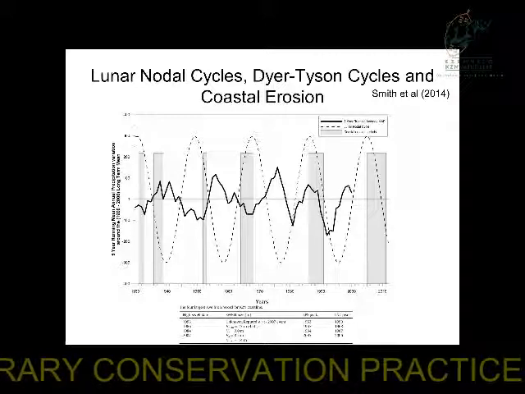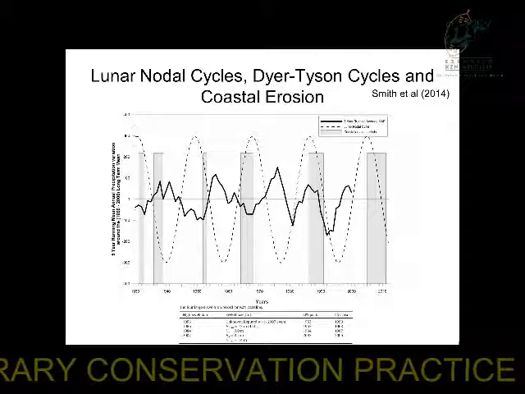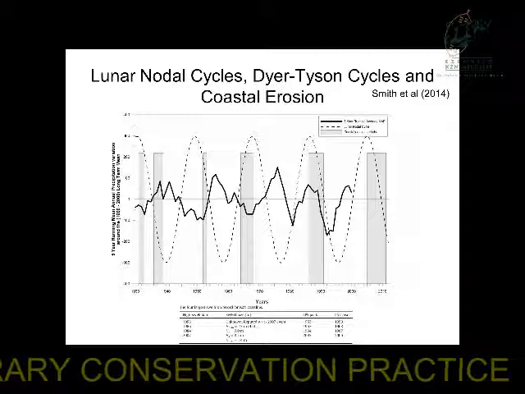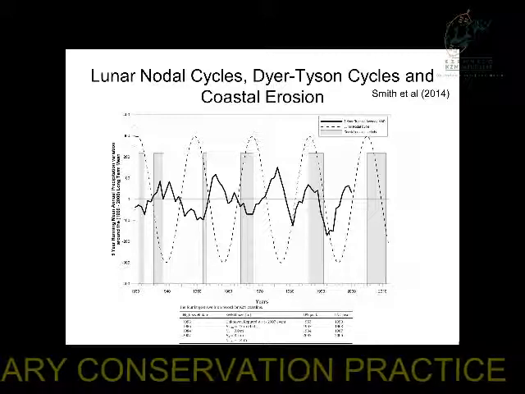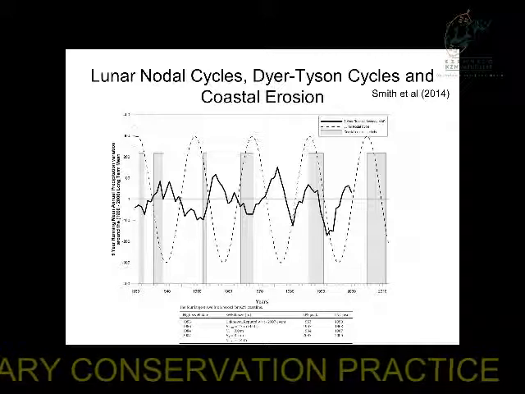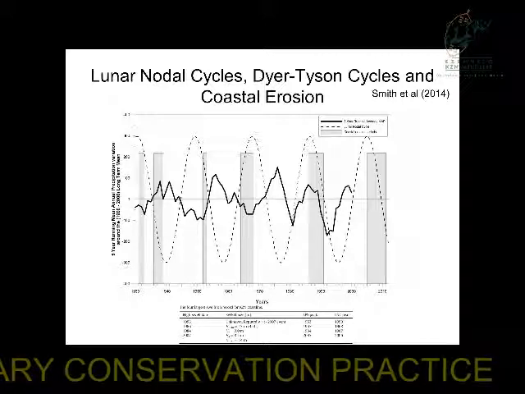In between here, the grey areas, the shaded areas, are those times where we've had a lot of erosion on the beaches. Okay, so you can see that there is a relationship. When you've got this lunar nodal cycle at an up, and up over here, and up over here, there's been a general agreement that the beaches along our coast have been more erosive.